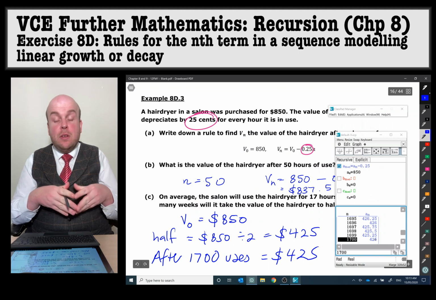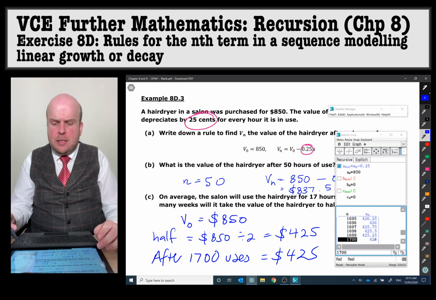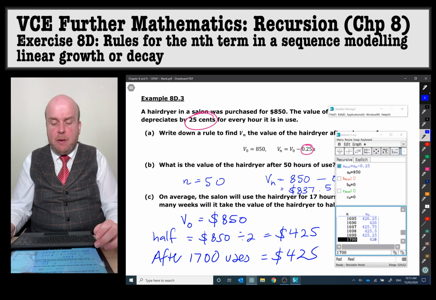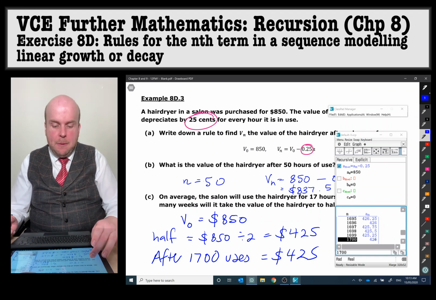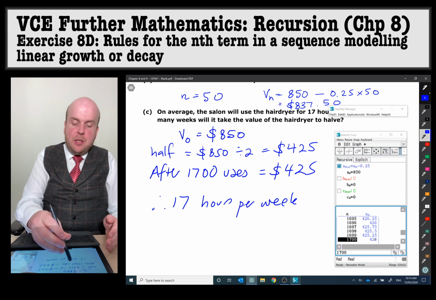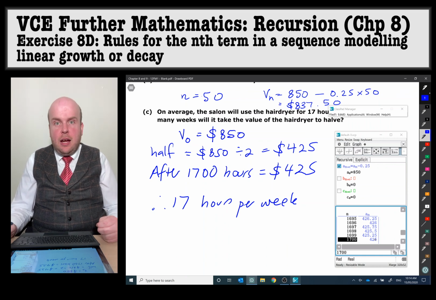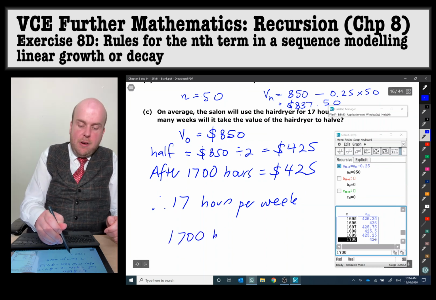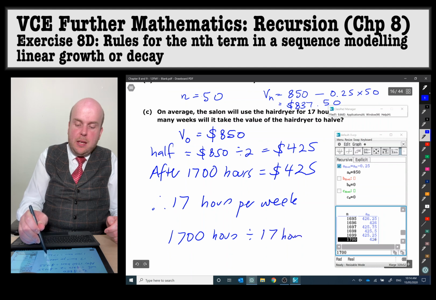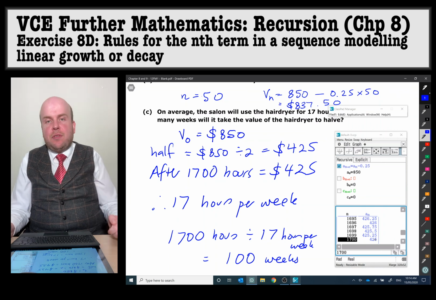Now it says there on average the hair dryer is used for 17 hours a week. I think that's what this is going by, 25 cents for every hour. So I'll stop using the word uses and say hours. We established here that it needs 1,700 hours in order for it to be worth 425. So 1,700 hours divided by 17 hours per week will tell us how many weeks, and that will be 100 weeks. You don't need to turn that into months or anything like that. It's asked for weeks. We keep it in weeks.